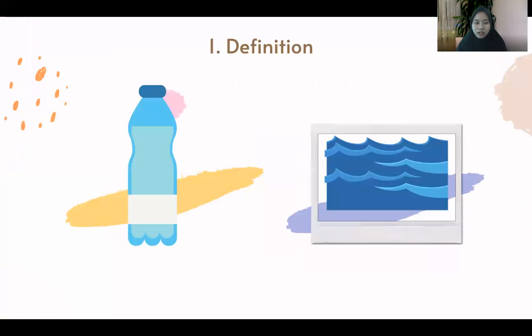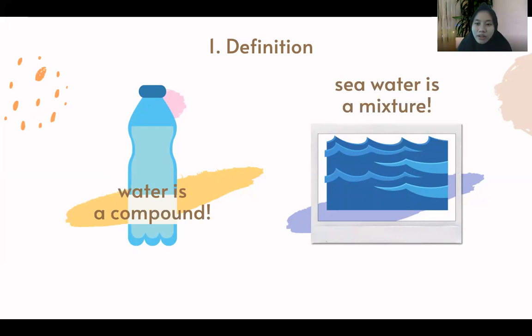Let's compare the water and seawater. They are both made of two or more materials, right? But water is a compound and seawater is a mixture. So why are they different? What do those letters mean?